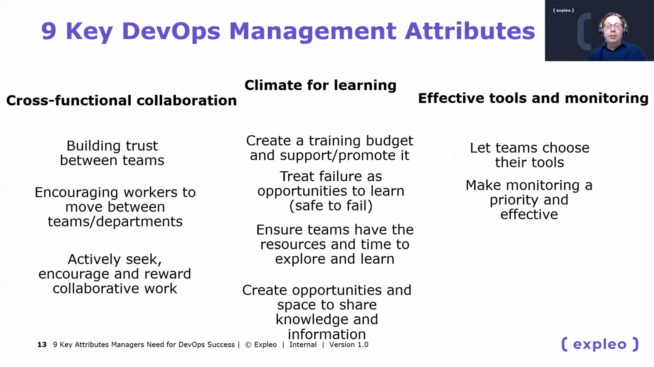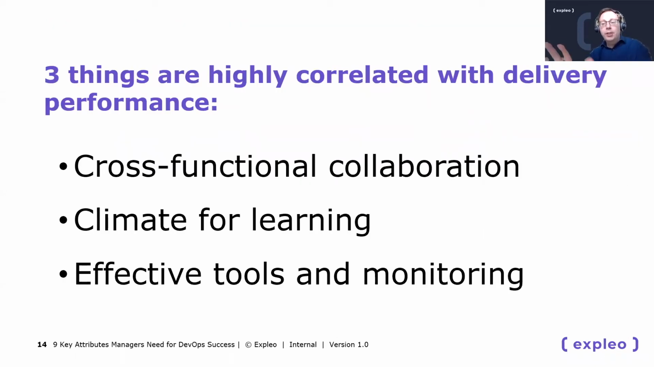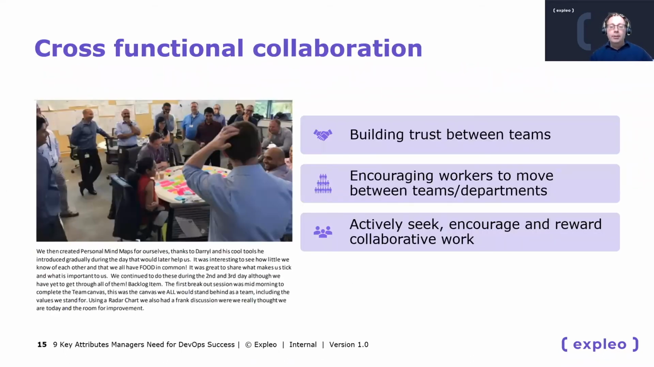Okay, let's go into these in a bit more detail. You'll see from the previous slide that all the attributes are correlated through 3 main groupings with good delivery performance. So cross-functional collaboration, a climate for learning, and effective tools and monitoring. And what I'm going to do now is show you some examples of how we've worked with teams to deliver just these things and the effects they've had.